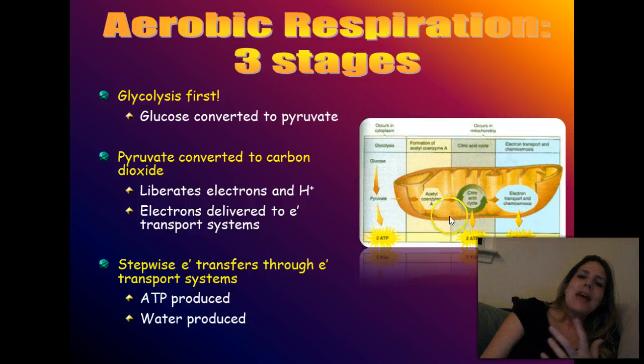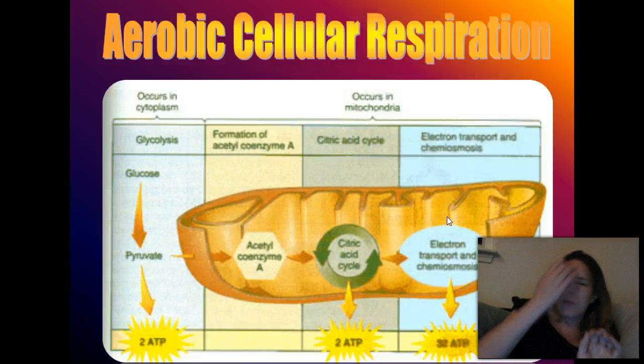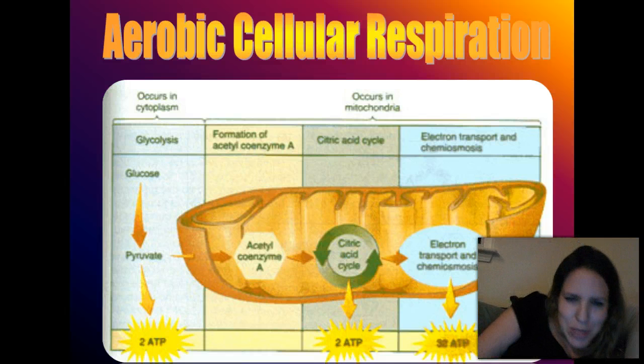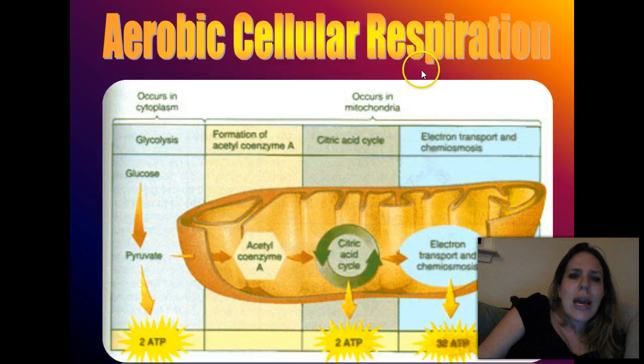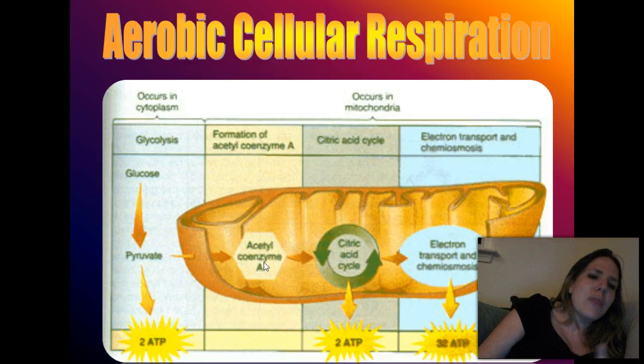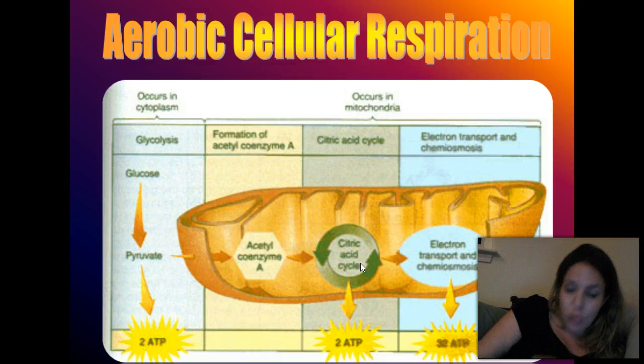Okay, so that's what happens outside of the mitochondria. Let's take a deeper look at what happens inside the mitochondria. This is where we're going to generate the most energy, the most ATP. The first thing that happens is the pyruvate that was produced during glycolysis enters the mitochondria, and you're going to have a pathway that produces a chemical called acetyl coenzyme A. The products that come from this process are going to fuel a cycle called the citric acid cycle, also called the Krebs cycle.